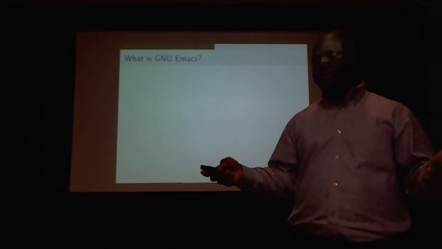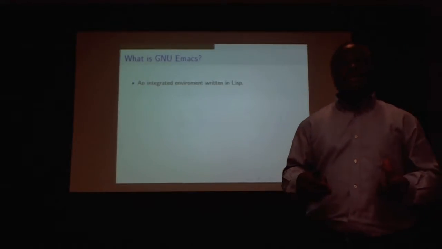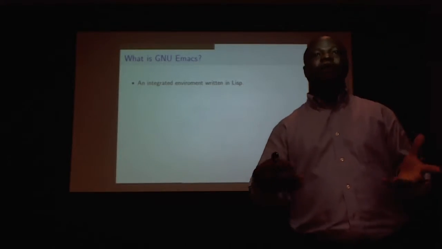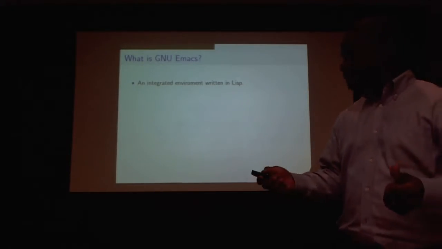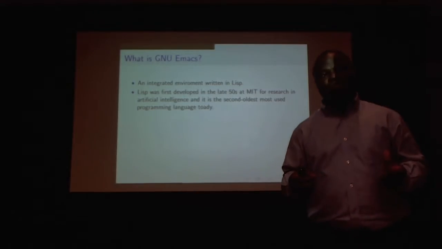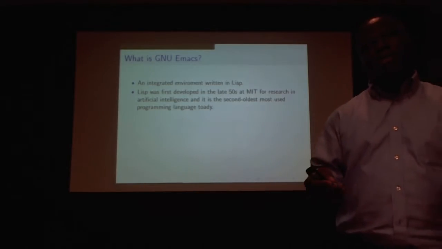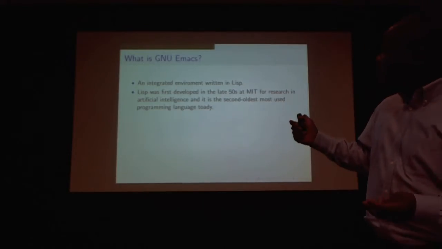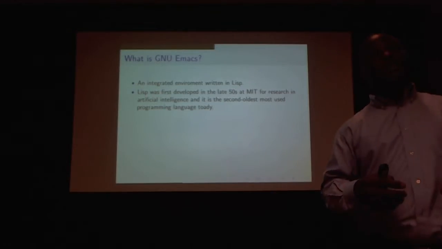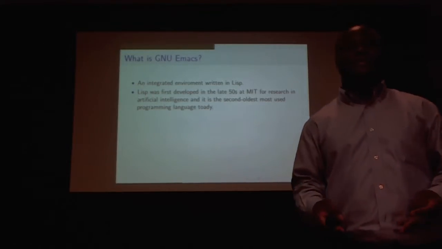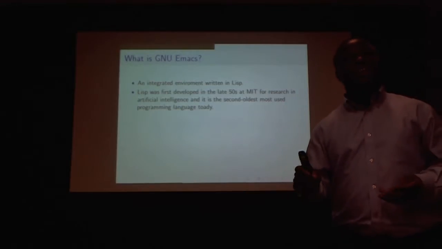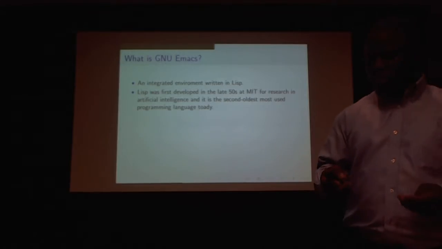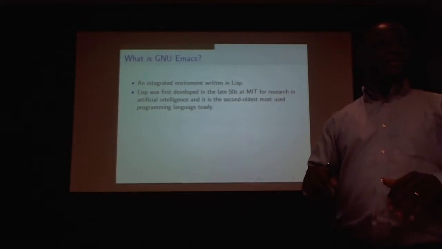So, what is Emacs? Emacs is an integrated environment for professionals like developers and bloggers. It was written in a programming language called LISP. LISP was developed in 1950 at MIT as a result of research on artificial intelligence. LISP is the second oldest programming language still relevant today. Fortran seems to be the oldest programming language that is still relevant.